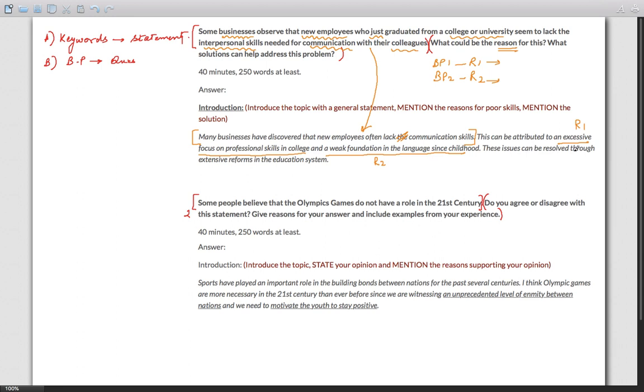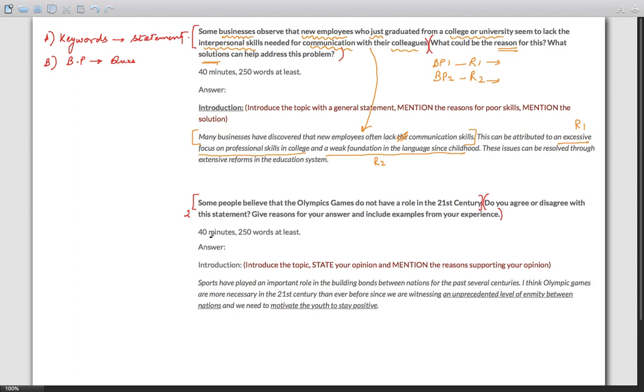These issues can be resolved through extensive reforms in the education system. So the question is, what could be the reason for this and what solutions can help address this problem? Okay, and this final sentence is the solution. So what I've done is I briefly mentioned my entire plan for body paragraphs. This is what an introduction ideally should be.